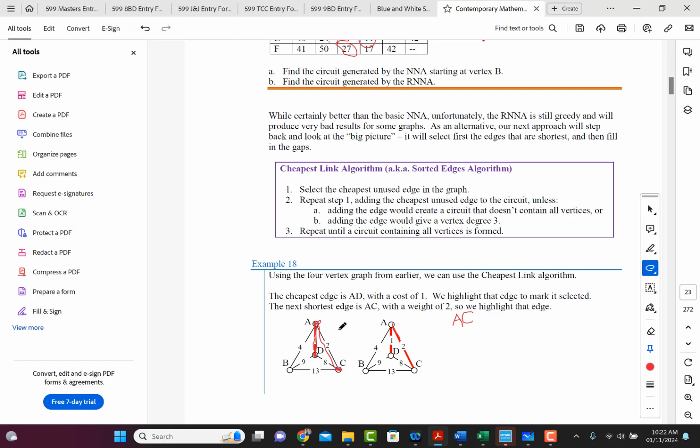So now the next cheapest edge is AB, but what happens to AB? If we add AB to the circuit, what do we get? We get vertex A has a degree of 3. So we can't do that. So we're not going to add that one. After AB, what is the next cheapest edge? That would be DC. Well, if we add DC, we complete the circuit, and not all the vertices, vertex B is excluded, so we can't do that one either. So let's go to the next one. Well, if we add DB, which is the next cheapest one, then we don't have any issues.